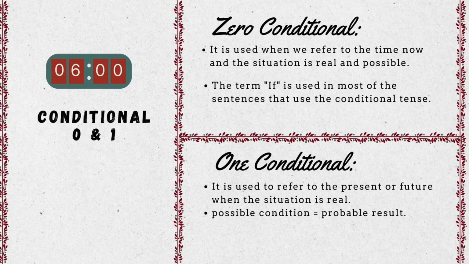Important points about the zero conditional and when. The zero conditional is used when we refer to the time now and the situation is real and possible. The term if is used in most of the sentences that use the conditional tense. And the when conditional is used to refer to the present or future when the situation is real, a possible condition with a probable result.